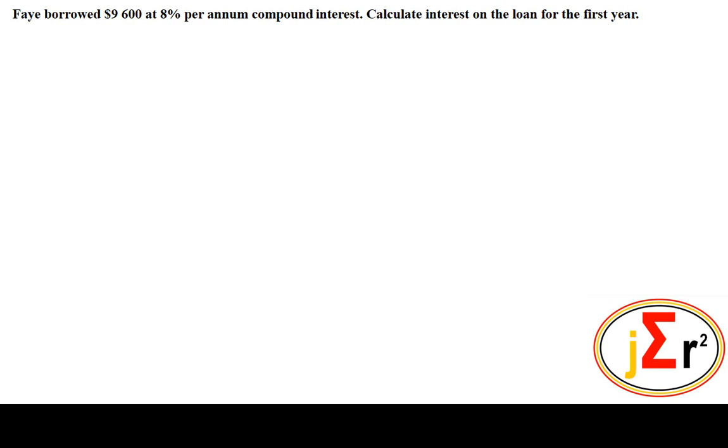Faye borrowed $9,600 at 8% per annum, compound interest. Calculate the interest on the loan for the first year. That is her principal at the beginning. The interest rate is per annum.